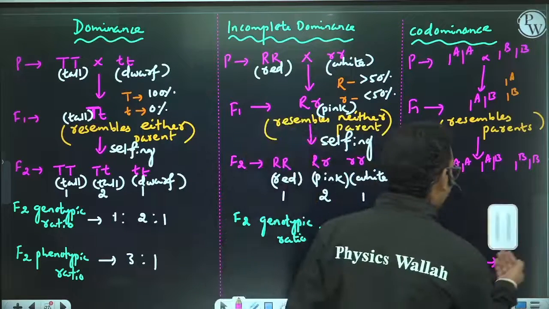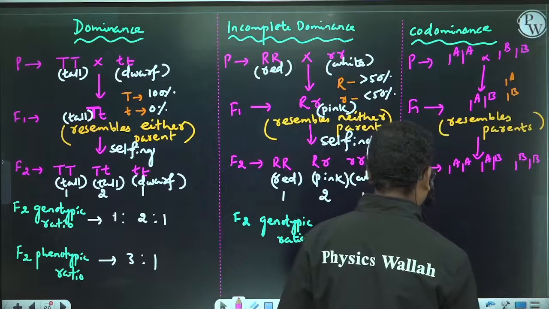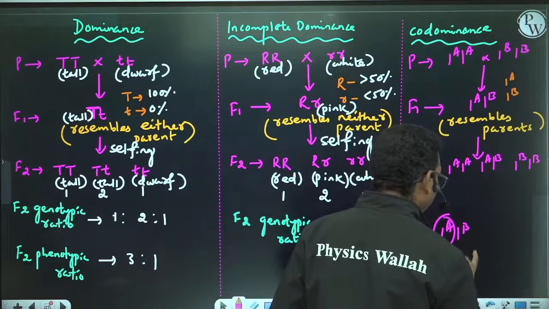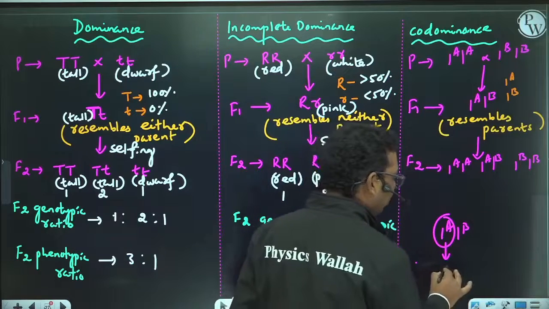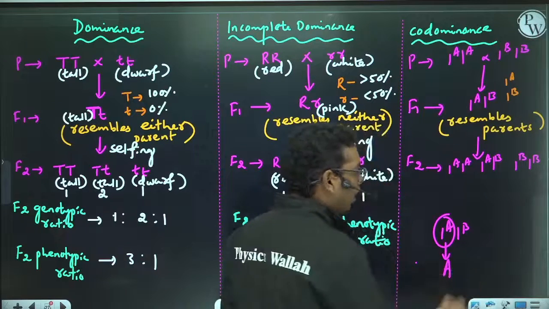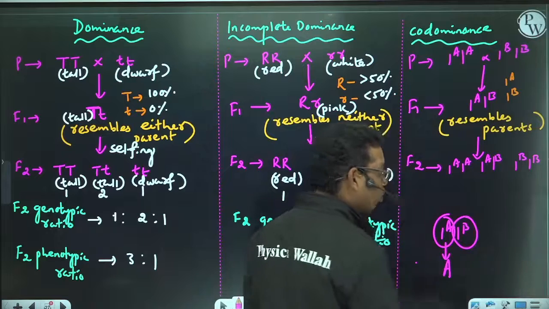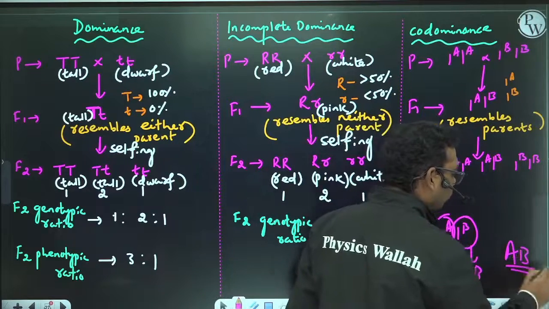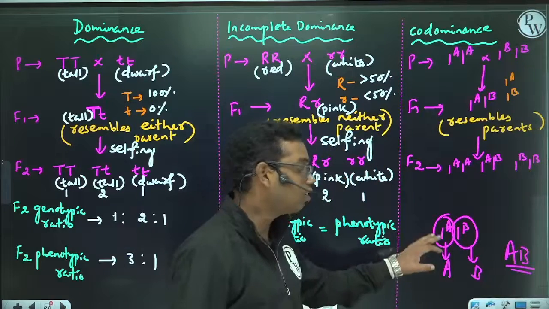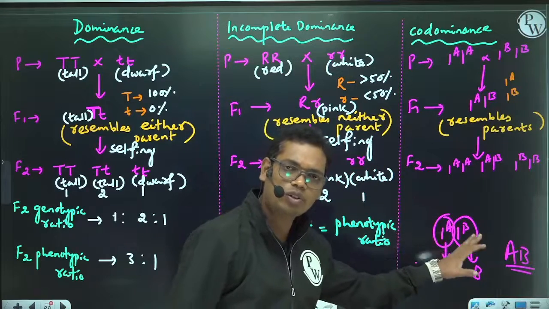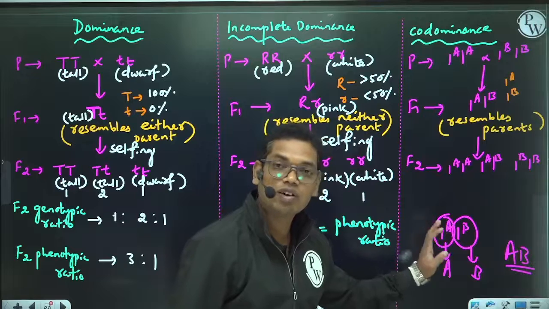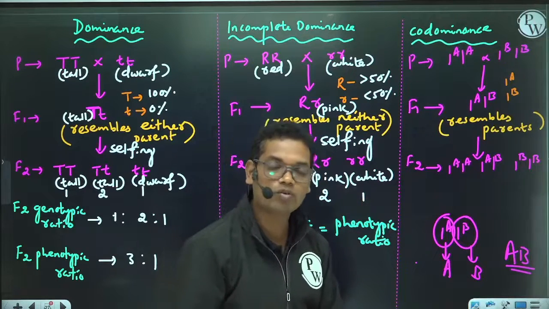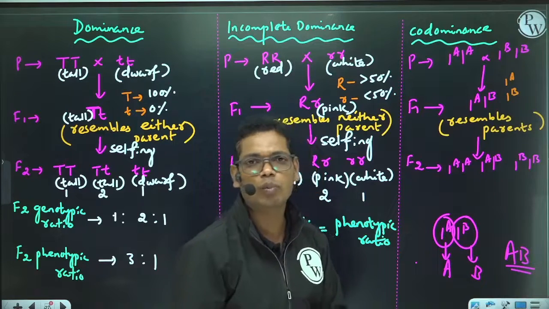But if I write IA IB, so this one will express itself 100%, and this will produce the antigen A. Okay, and this one will express 100%, and this will produce the antigen B, and that is why the blood group will be AB. Okay, and here this one is expressing 100%, this one also 100%, and that kind of interaction is called codominance. What do you call that? You call that codominance.